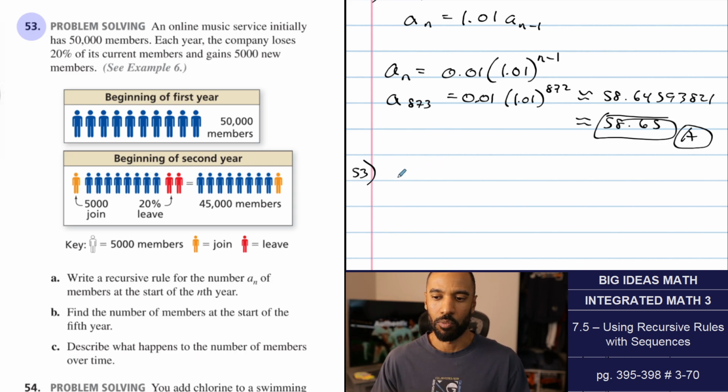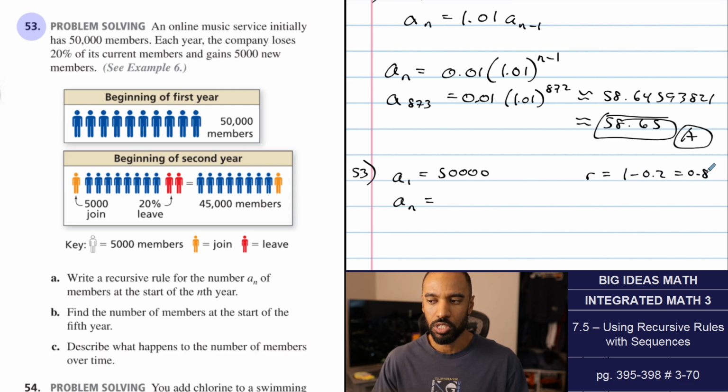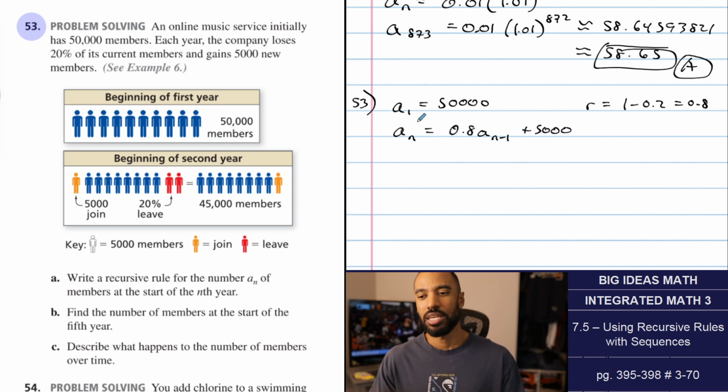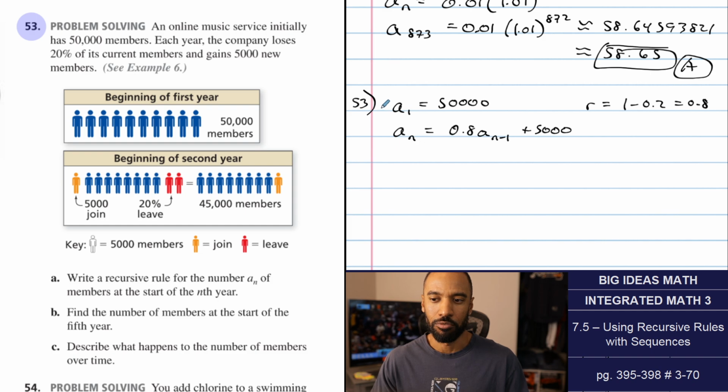So the way that this thing would kind of work is this. We got 50,000 to begin with. And each year we lose 20%. So that common ratio is 1 minus 0.2, which is 0.8. Losing 20% is taking 80% of what you have. So we're going to take 80% of what we had in the previous year. But you also gain 5,000 new members. So it's that algorithmic version of what you're doing as a total. That's the recursive rule, that's part A.